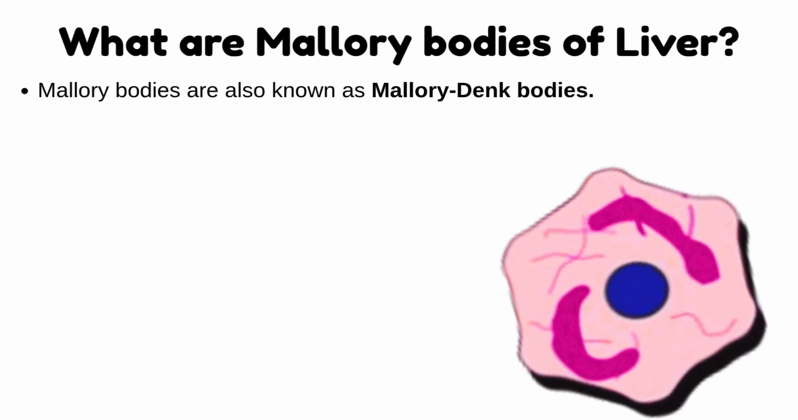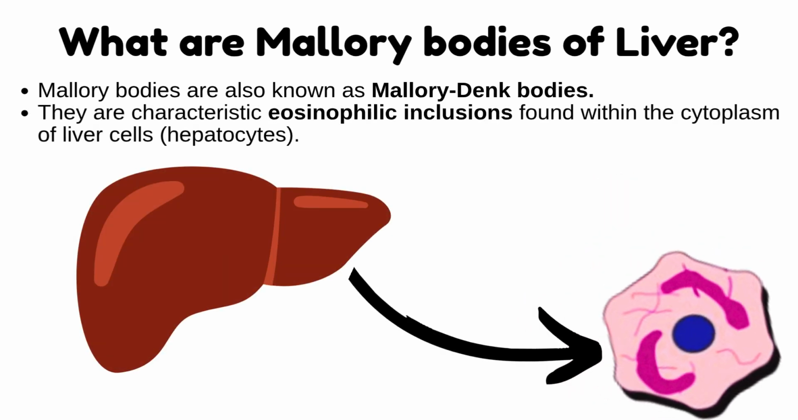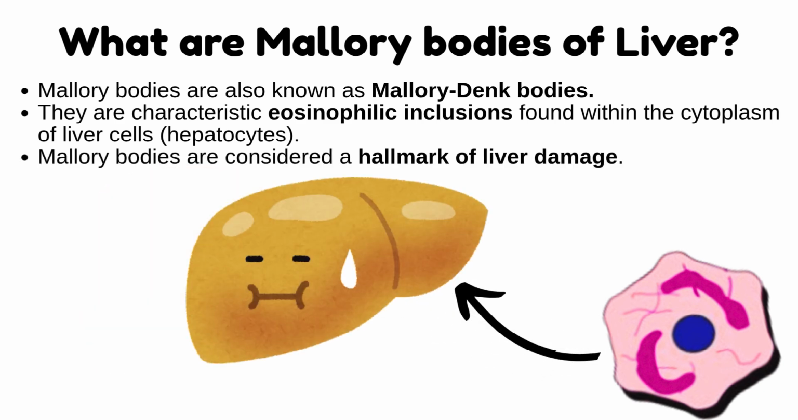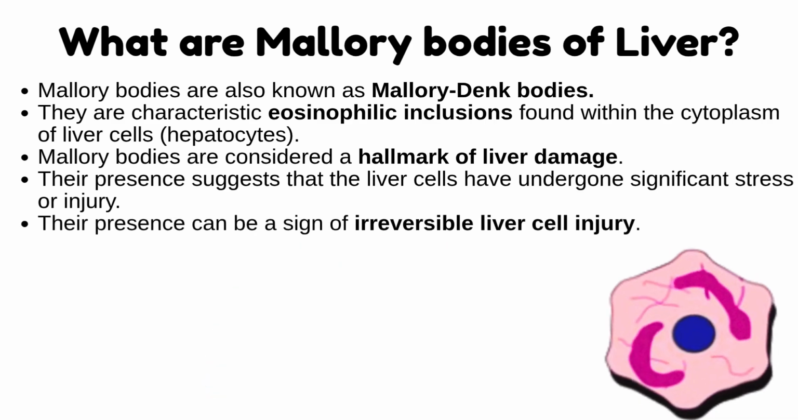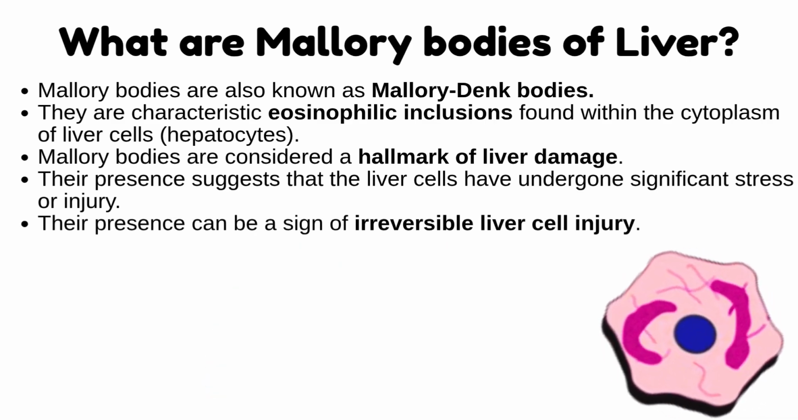Mallory bodies are also known as Mallory-Denk bodies. They are characteristic eosinophilic inclusions found within the cytoplasm of liver cells, hepatocytes. Mallory bodies are considered a hallmark of liver damage. Their presence suggests that the liver cells have undergone significant stress or injury. Their presence can be a sign of irreversible liver cell injury.